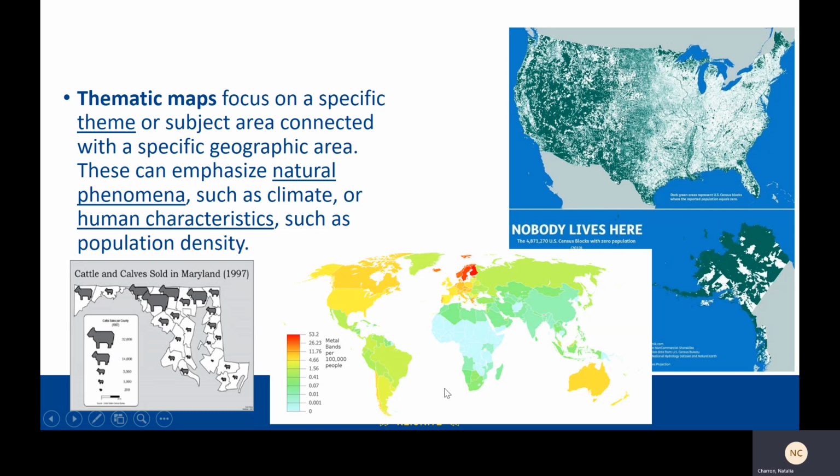The map in the middle is one that I found. It's very much more my style. Metal bands per 100,000 people. So you could use this map to show the data that of all the places in the world, Scandinavia, for some reason, has more metal bands than everybody else per 100,000 people. And you can see natural environment data reflected here in the Nobody Lives Here map, where everything in green contains zero population.